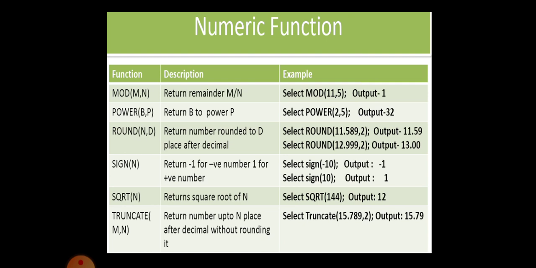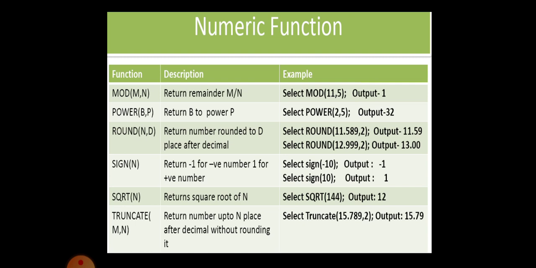Then the SIGN function is used for getting the sign of a number. For positive numbers it will return 1. For negative numbers it will return -1. Then SQRT is for finding the square root of a given number. If you give SQRT of 144, the compiler will result in 12.